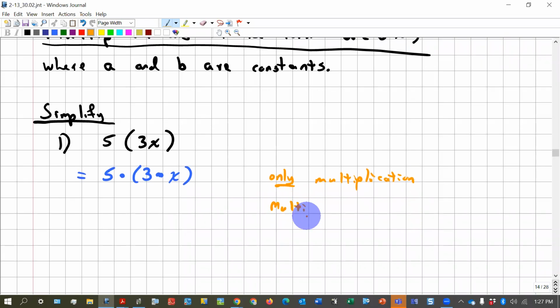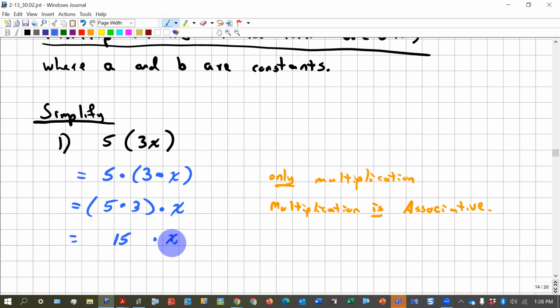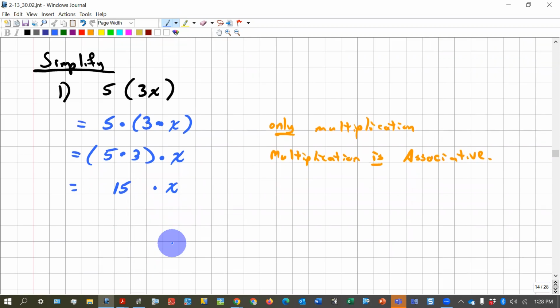And multiplication is associative. I'm allowed to change the grouping when I multiply. If I'm multiplying 3 things together, and if the second thing is grouped with the third thing, I can change that and I can regroup it with the first thing instead. And the reason I want to do that is because I can actually multiply 5 times 3 is 15. So I have 15 times x, which if I want to, I can not write the multiplication sign.